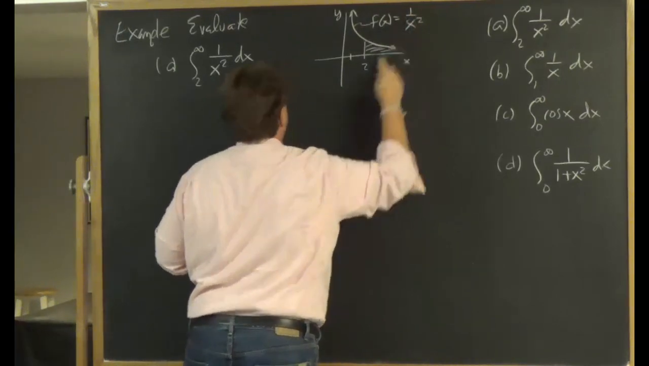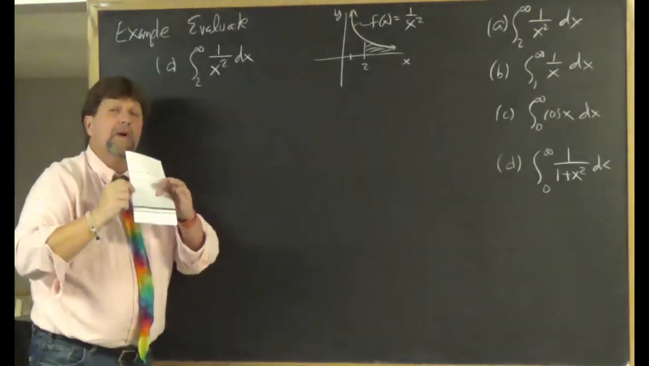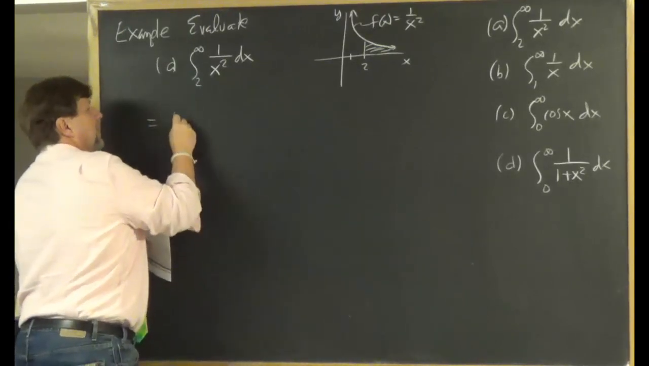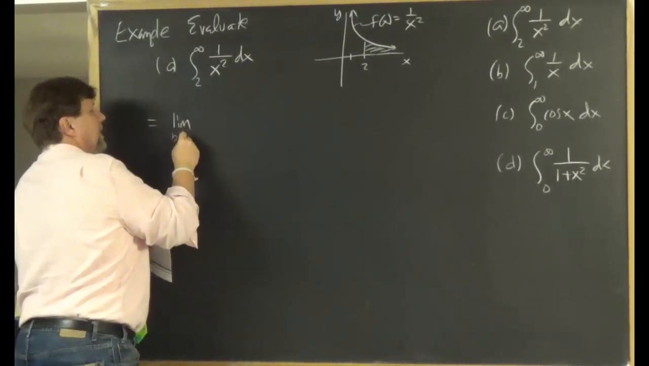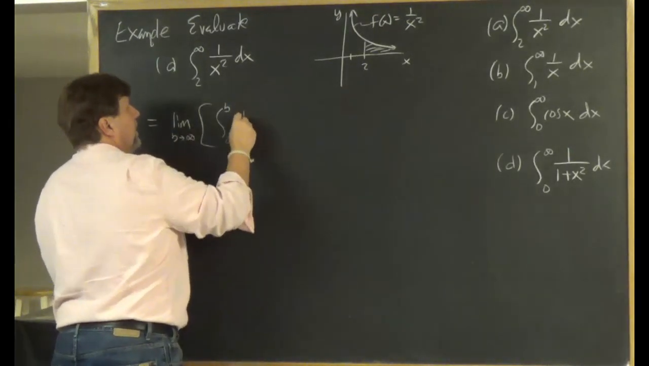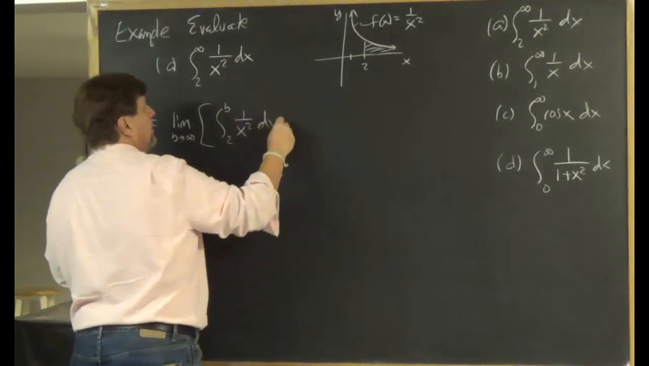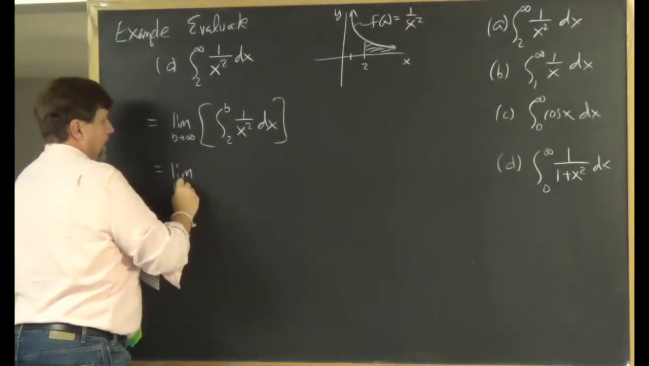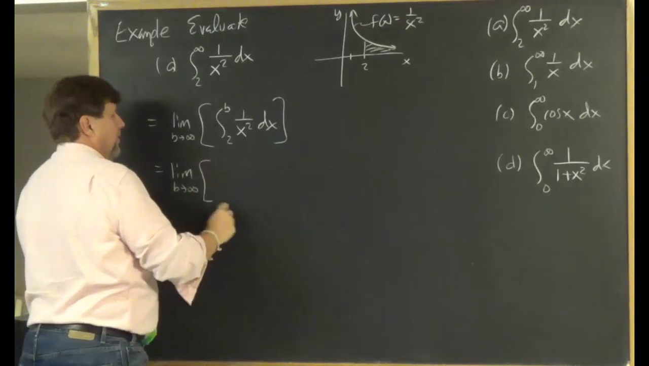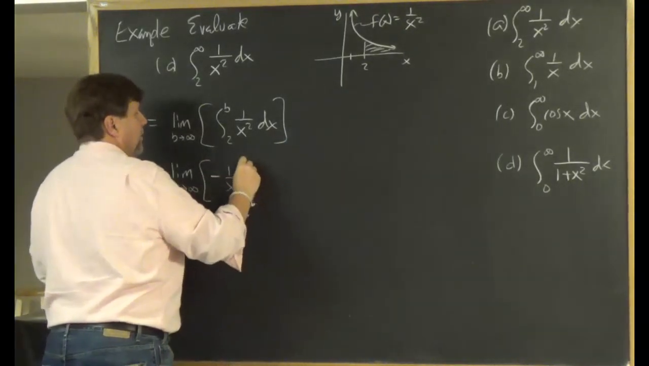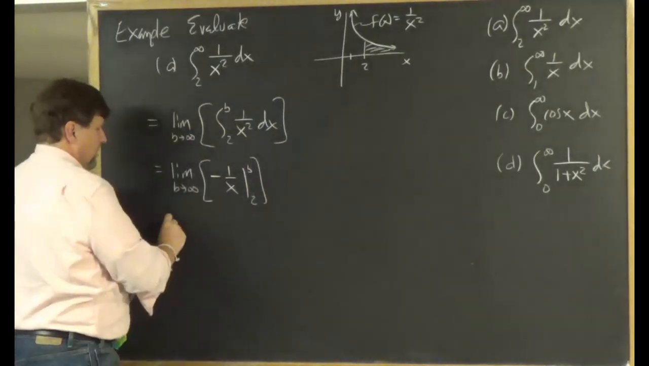We know it's an improper integral. We can't do it directly, so we immediately rewrite it as the limit as b goes to infinity of the integral from 2 to b of 1 over x squared dx. So we get our antiderivative for 1 over x squared. We know that's negative 1 over x, evaluated from 2 to b.